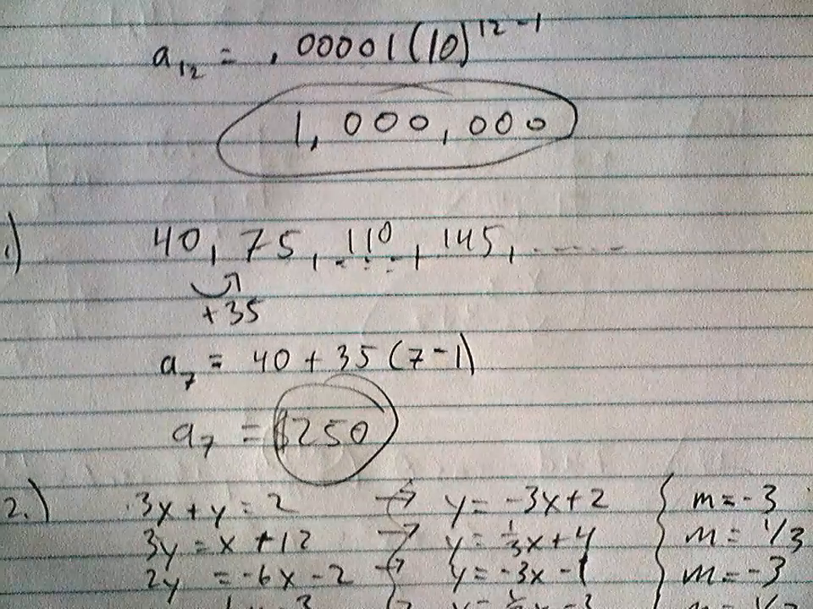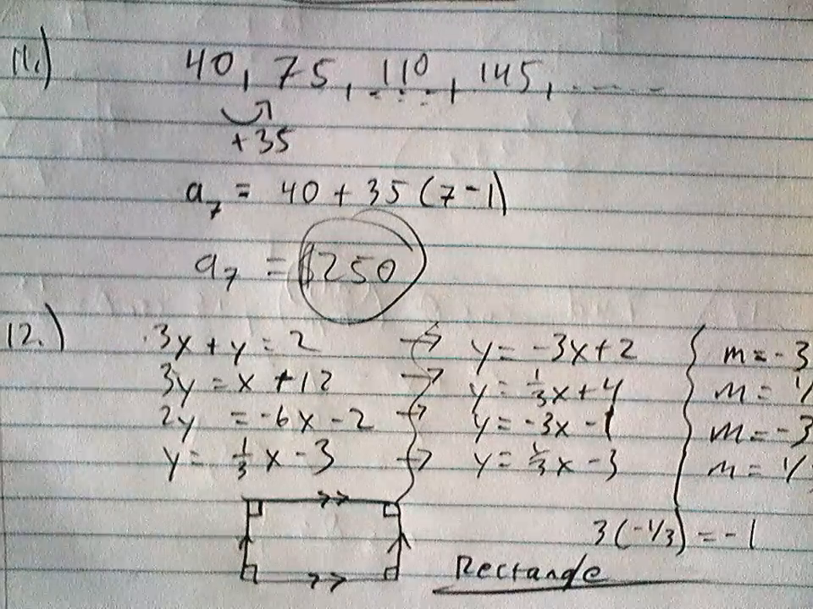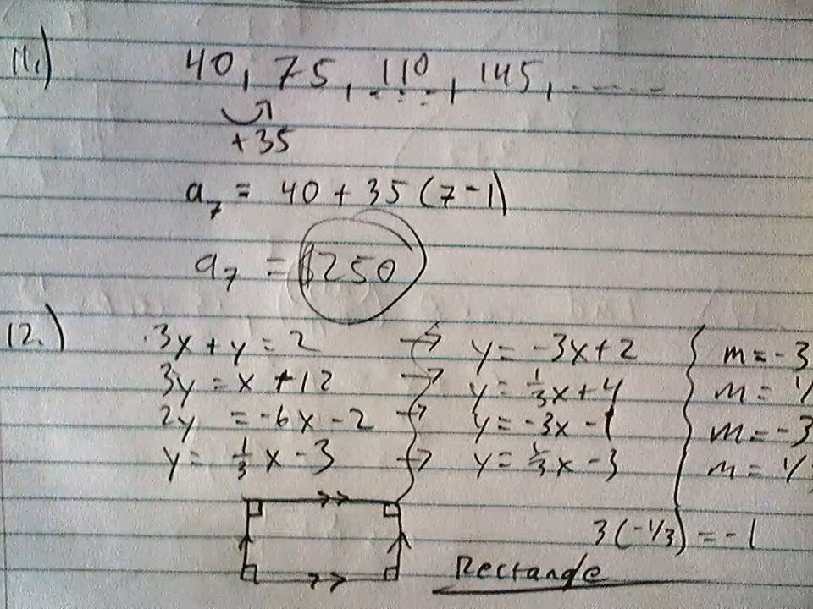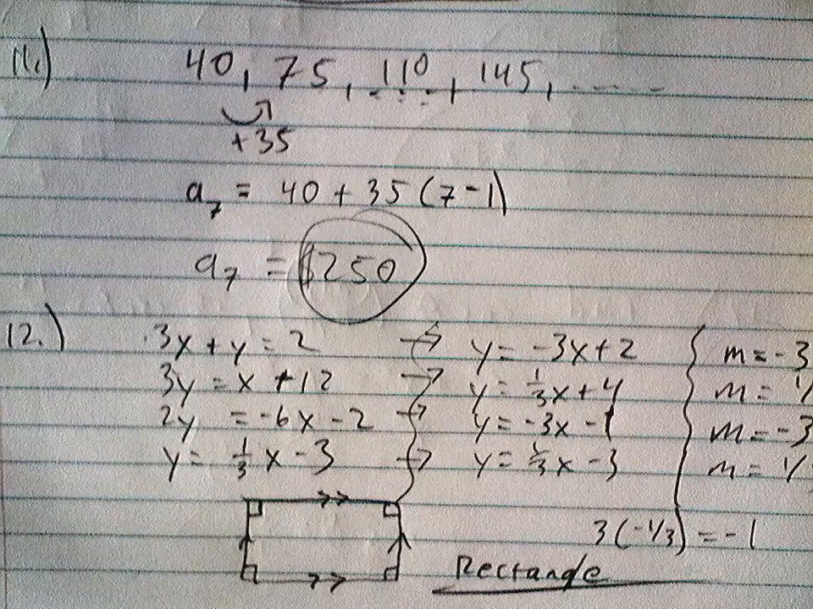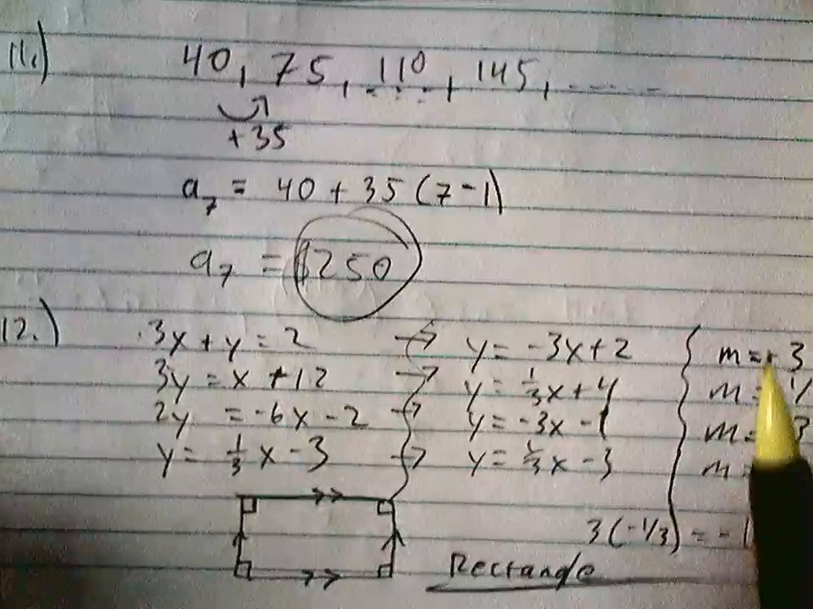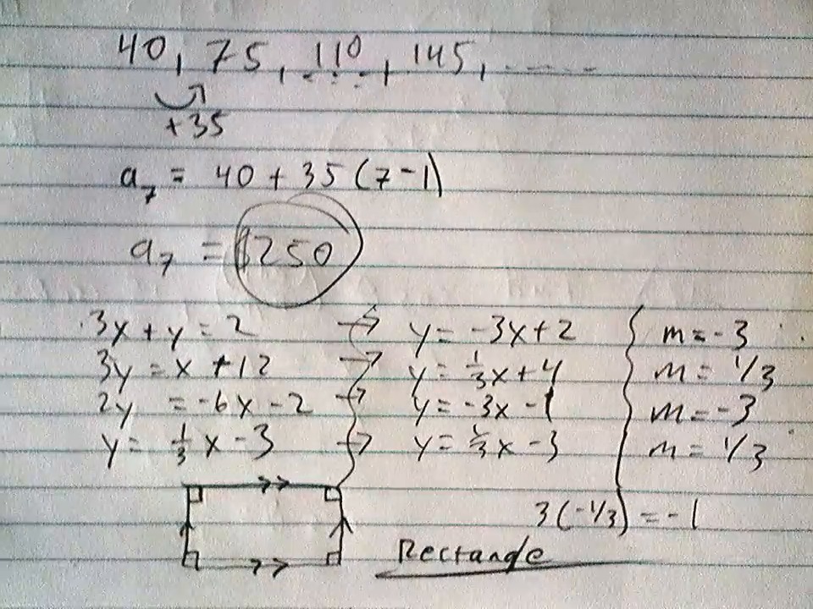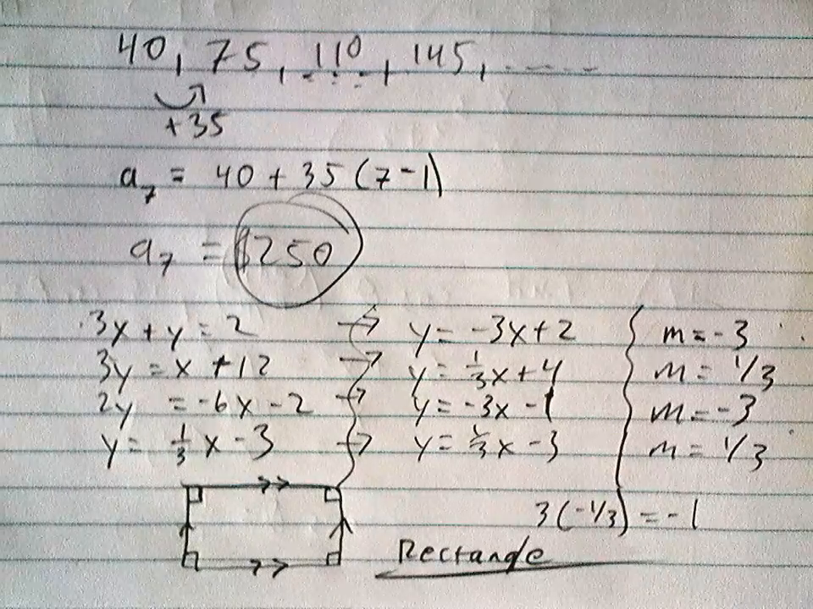Number 12. So number 12, basically we're trying to figure out what shape is formed by these four lines. So these are four linear equations, and we want to figure out what shape is formed by those four lines. So to do that, I need to figure out what these slopes are. If I can figure out what the slopes are, that's pretty much just going to let me narrow down what kind of shape it is.